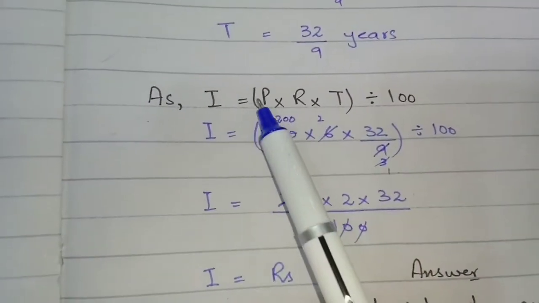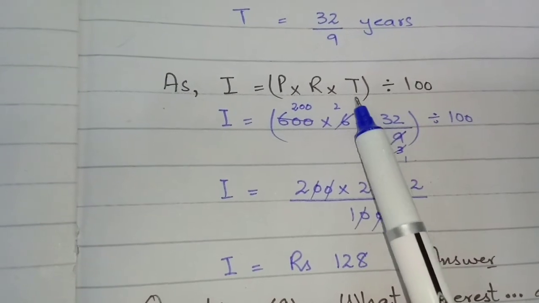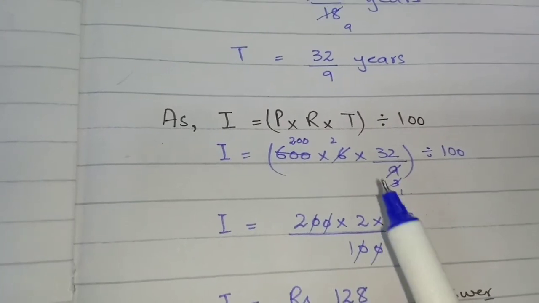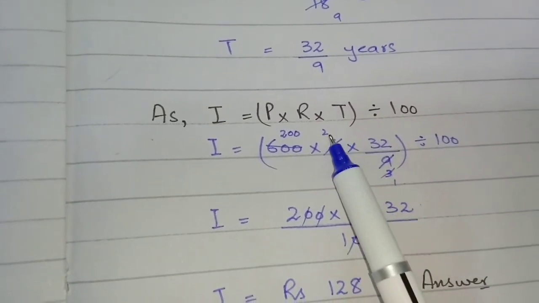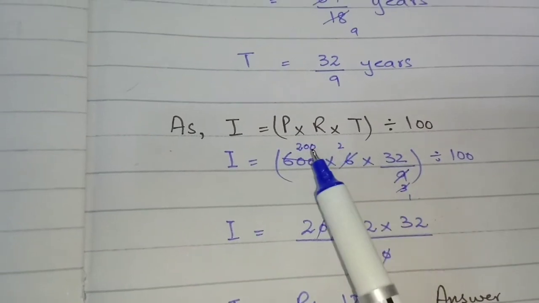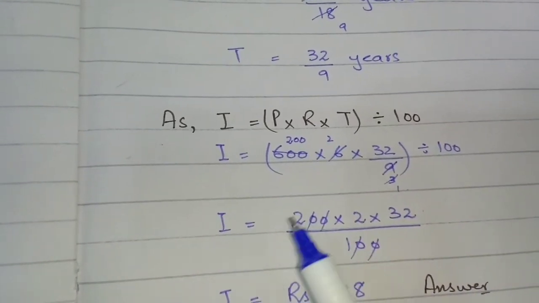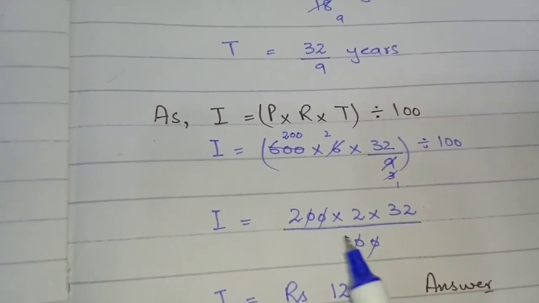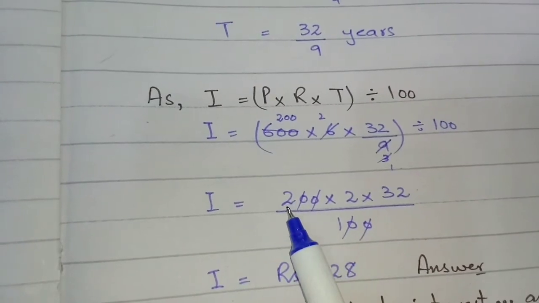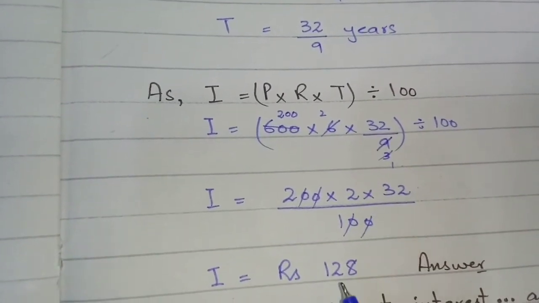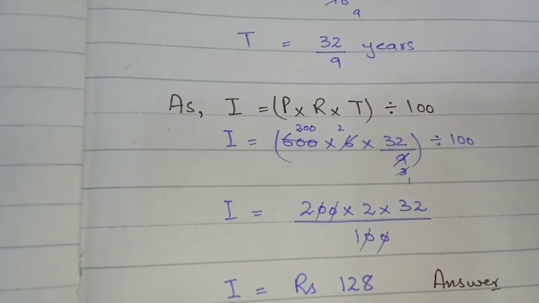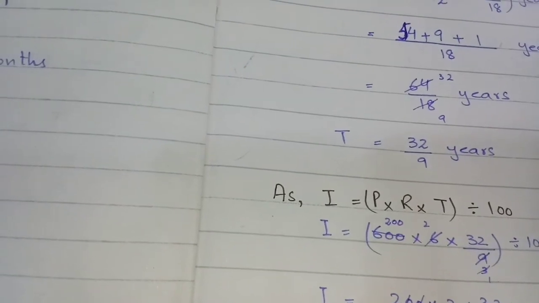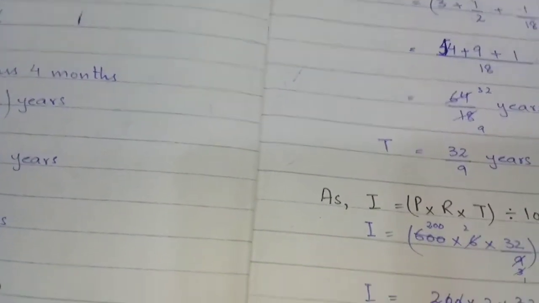By putting the values, P is equal to 600, rate is 6% and time is equal to 32/9 years, divided by 100. On the table of 3, 3 3s are 9, 3 2s are 6. Then again 3 1s are 3, 3 2s are 6, 00. We get 200 multiplied by 2 multiplied by 32 divided by 100. These 2 zeros will be cancelled out with these 2 zeros, and by multiplying 2 with 2 we get 4, and 4 multiplied by 32 is 128. So the simple interest is rupees 128 on rupees 600 for 3 years and 6 months and 20 days at 6% per annum.